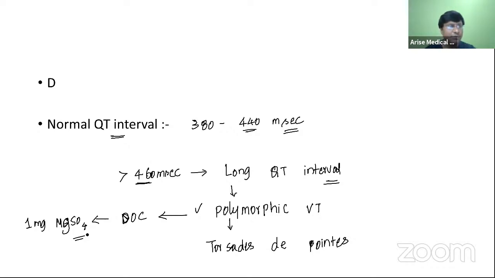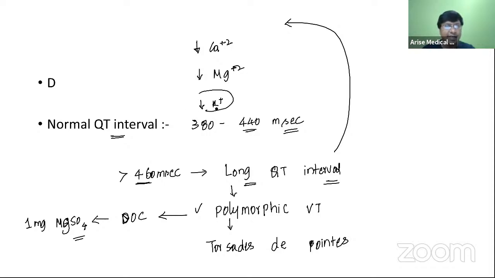Now we will go back to the ECG complex. And one more thing is, what are the electrolyte abnormalities where you will have long QT interval? You will have long QT interval in hypocalcemia. You will have long QT interval in hypomagnesemia. Occasionally, you can also have long QT interval even in hypokalemia. But hypocalcemia or hypomagnesemia is most common. Hypokalemia causing long QT interval is a little rare, but it can happen.